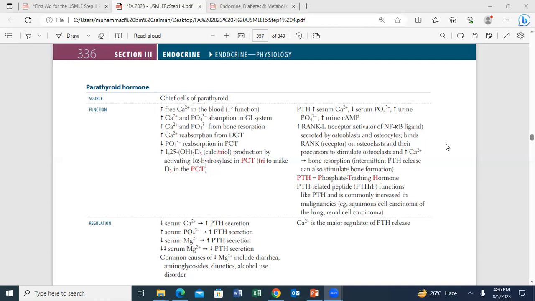It basically acts on three sites, where some of the effects are done directly by parathyroid hormone and other effects are done indirectly, because parathyroid hormone activates vitamin D. Basically, vitamin D is converted into its active form, which is 1,25-dihydroxyvitamin D, and parathyroid hormone has a role in converting vitamin D into its metabolites, or you can say in converting vitamin D into its active form. So let's have a look at the three sites where parathyroid hormone is acting.